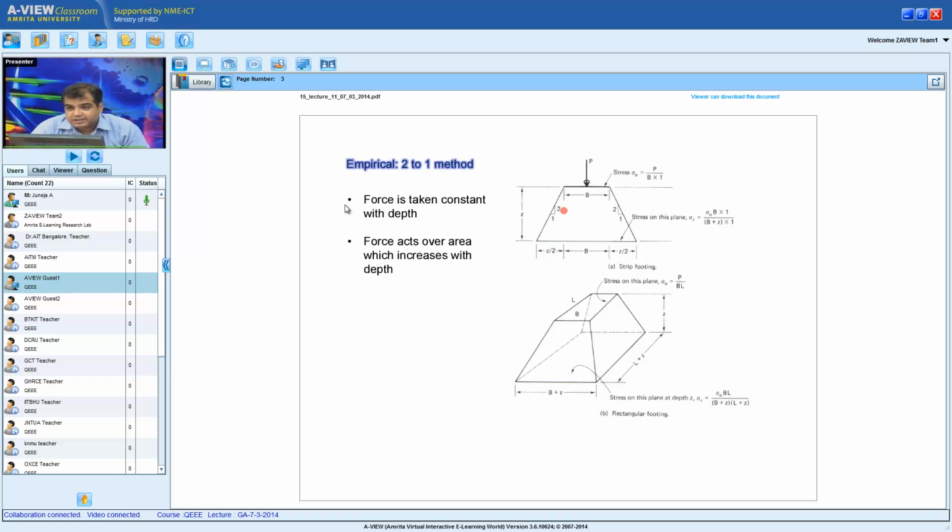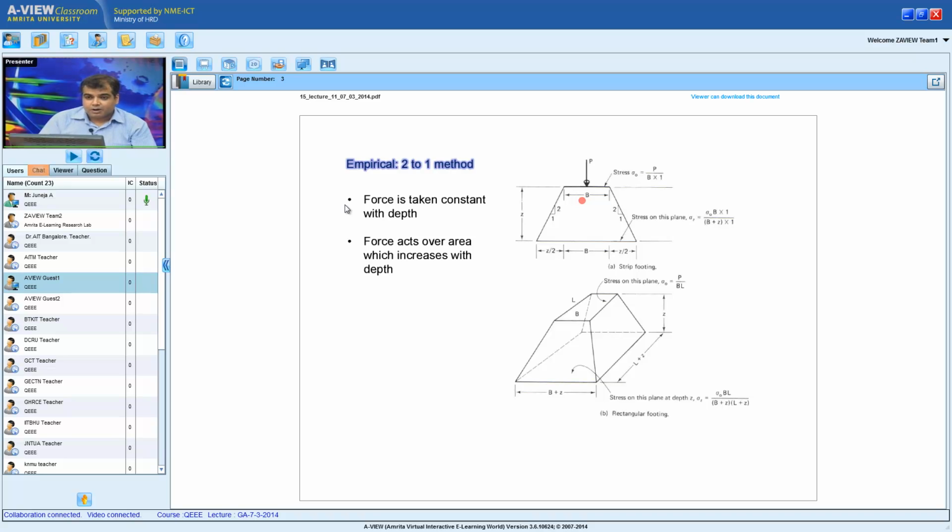Let me emphasize that 2:1 is the most commonly used method, but the IS code gives a range of angles. For some soils it says 45 degree spread, or you can even go down to 60 degrees. So 60 degree will be more pessimistic, okay, so you narrow down. But nonetheless, whatever rule you choose, you would not be very far off from the answer. That's the emphasis of this point.